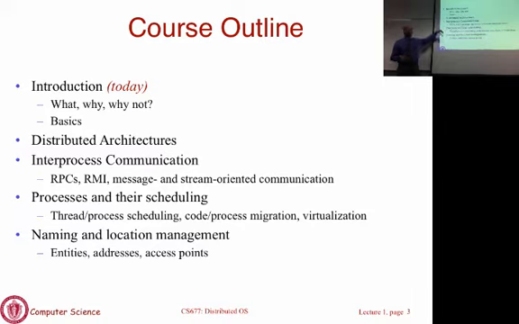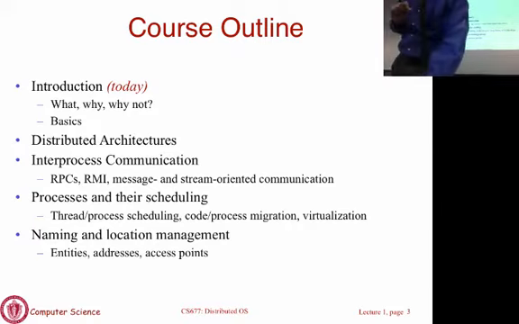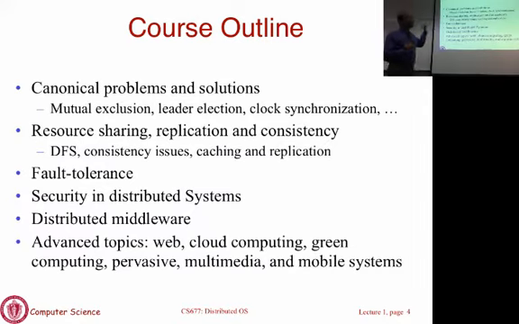Then we'll talk about processes, threads, and their scheduling. This will pick up from what you typically learn in an undergraduate course in operating systems, which is basic processor scheduling. Here we'll look at scheduling tasks in a distributed system. We'll talk about naming and location management. That will be a brief lecture. And then a good 4 or 5 lectures we'll spend on what we call canonical problems in distributed systems.